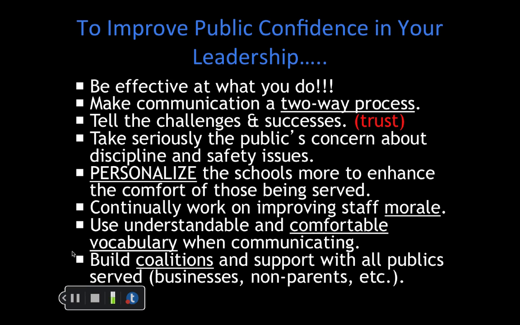At its core, leadership is about building trust. Nothing builds trust like doing one's job effectively and consistently, making communication a two-way process in which you likely do more listening than talking. Another way to build trust is to never gloss over the challenges. Educate your publics appropriately regarding the tough issues. When you read personalize, think customer service. All school personnel must play a role in shaping positive public perceptions by extending outstanding customer service.